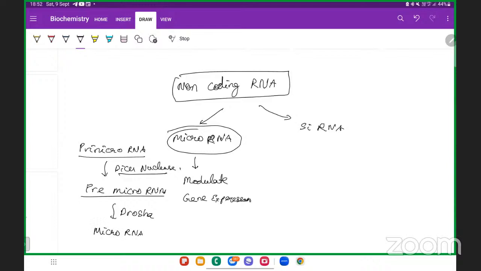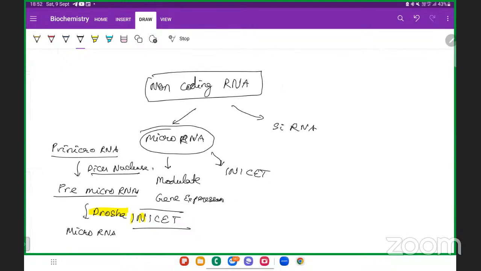This question was unfortunately not expected by anyone, but it was asked in the INICET, the AIIMS entrance exam. Similarly, microRNA modulating gene expression is also one question asked in your INICET. So those who want to pursue your PG in a central institute, you want to remember this.